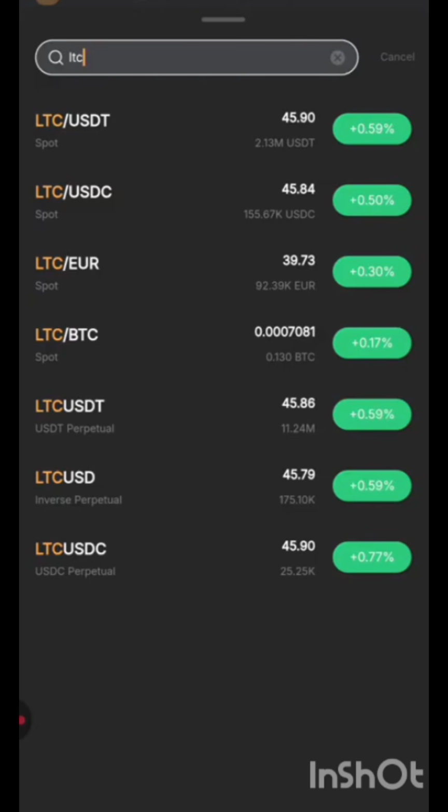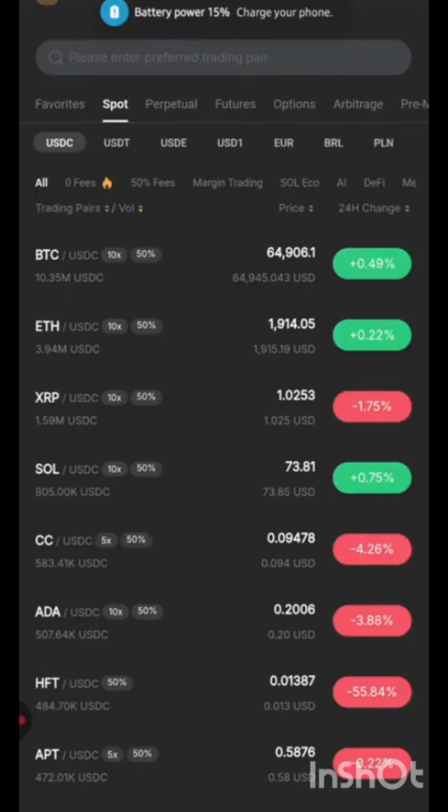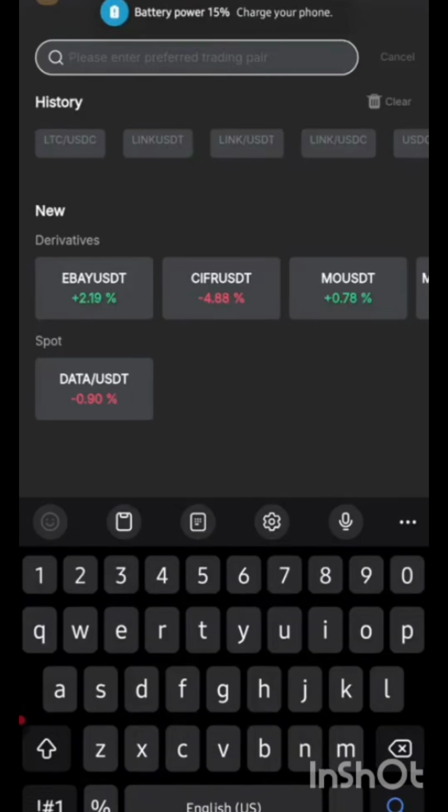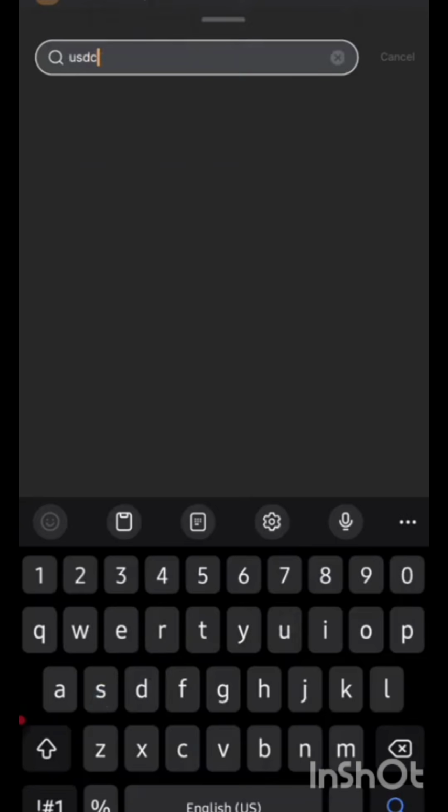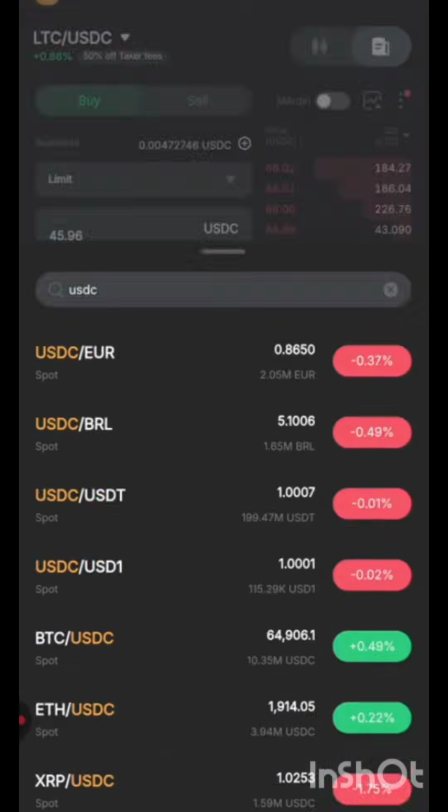I don't want to go over that because I want to make it as simple as possible. But probably in our subsequent video, we're going to be checking out other currencies. So in this case, our initial convert currency is going to be USDC, trading with the USDT.